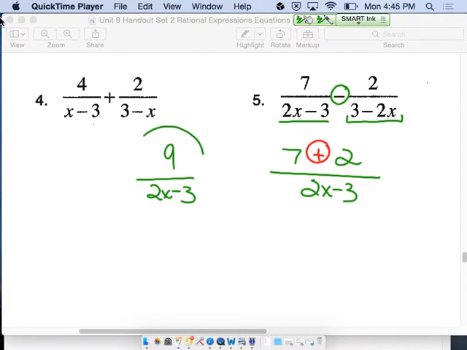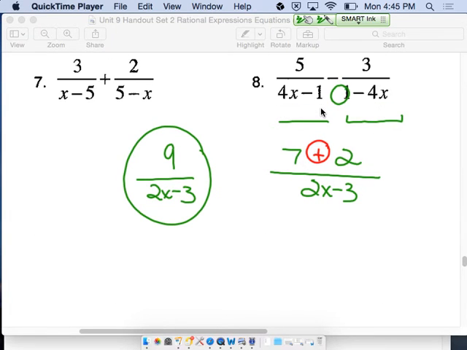2x minus 3. And there are several different ways to think about this, but the end result of the process that I'm going through is changing the operation between the two expressions to accommodate the negative sign difference between the two original denominators.